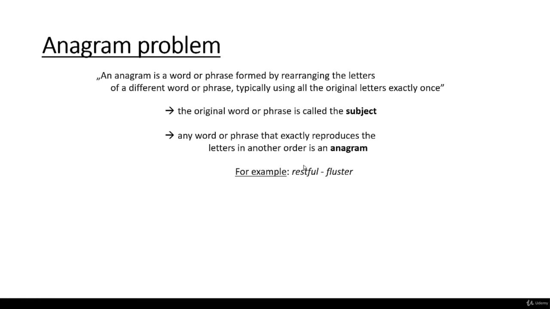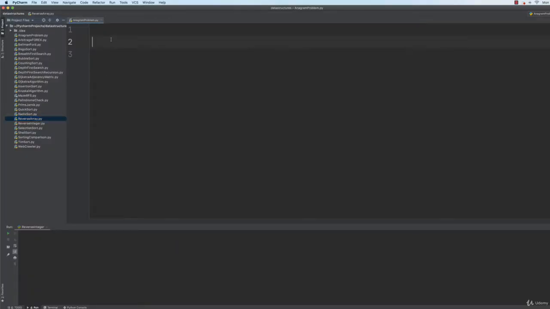So for example, we have the word restful. In this case, this is the subject, so the original word or phrase. And we can make sure that fluster is an anagram of restful because we are going to reuse all the letters of the word restful in a different order. So all the letters present in the word fluster are present in the word restful, and this is called an anagram. So this is what we are going to implement. So let's implement the problem itself.